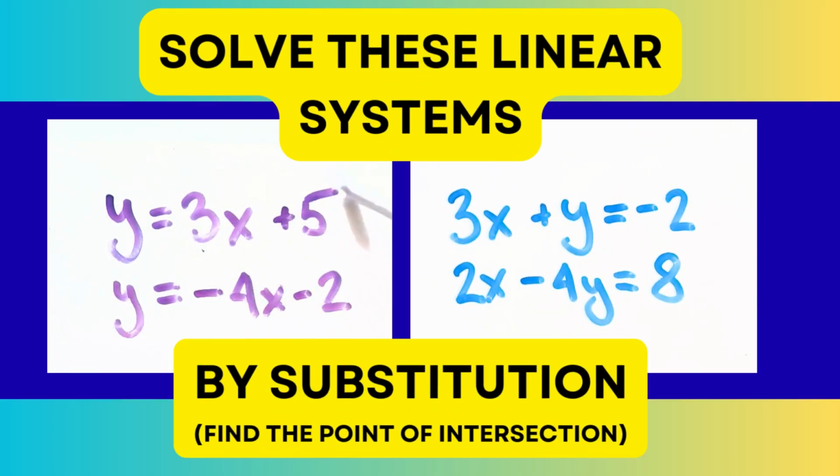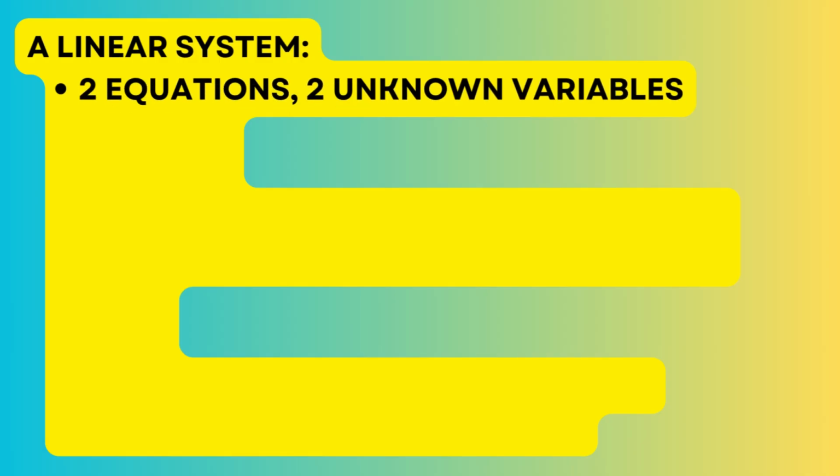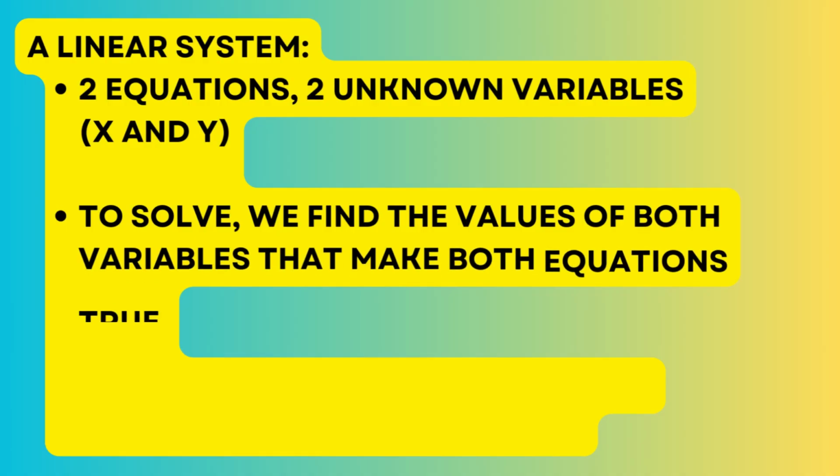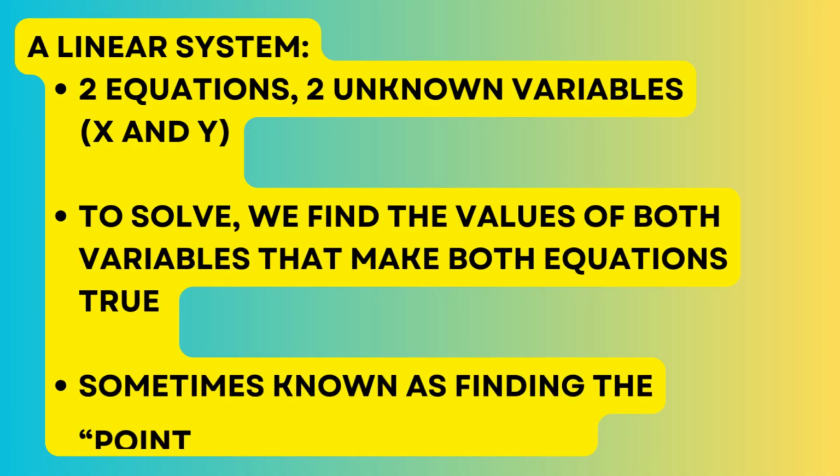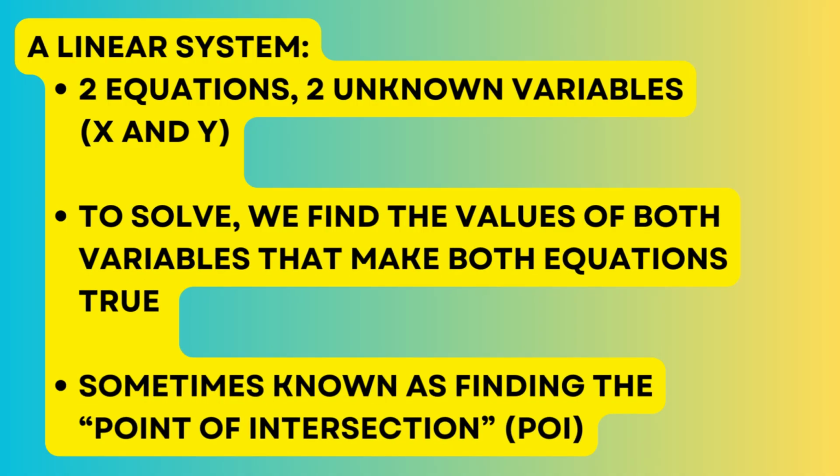We're about to solve these two linear systems by substitution. A linear system has two equations and two unknown variables like x and y. To solve a linear system, you have to find the value for each variable that makes both the equations true. Sometimes you'll see the question say, solve the linear system, and sometimes you'll be asked to find the point of intersection. And this is one method for doing that called solving by substitution.